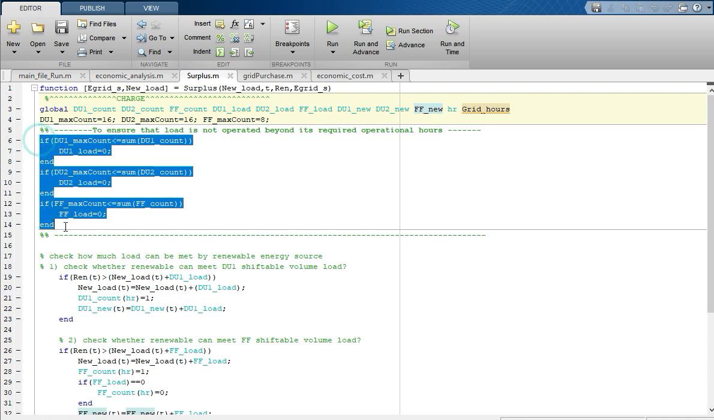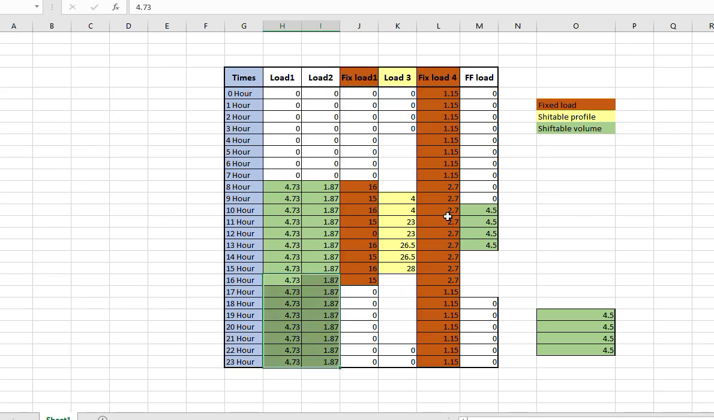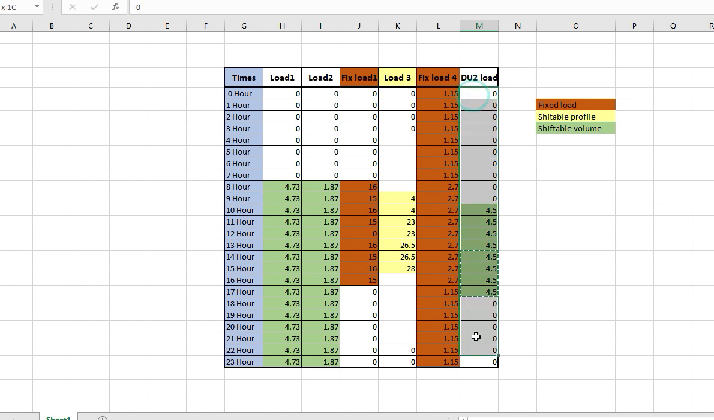These three lines ensure that if the operational hours of this load are 8 hours, this load should not be operated beyond that time. In the previous section, we were ensuring that in the whole 24 hours it should be operated for at least 8 hours. Now we are ensuring that it should not be operated in the whole 24 hours for more than 8 hours. Is it okay or not?